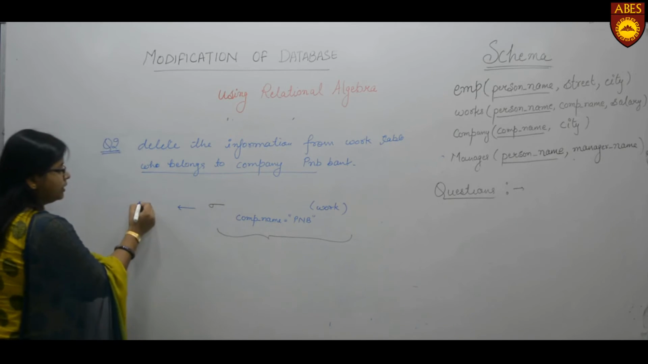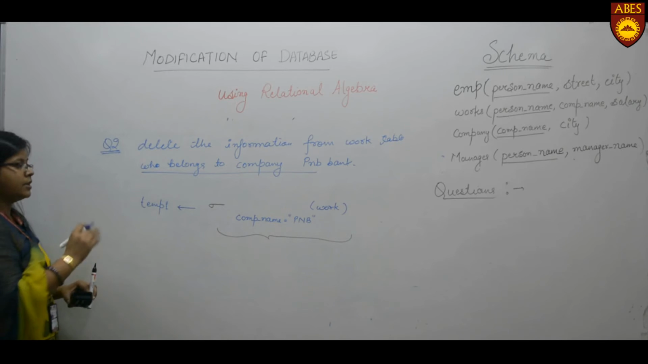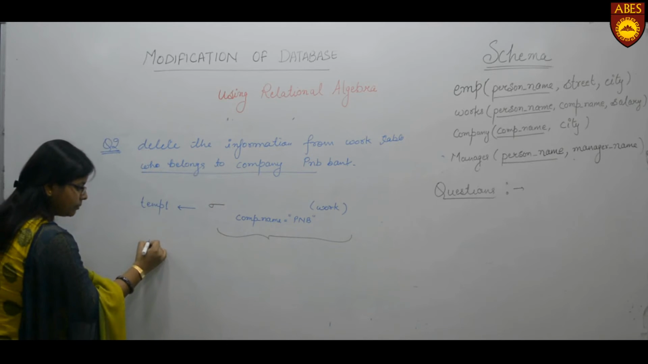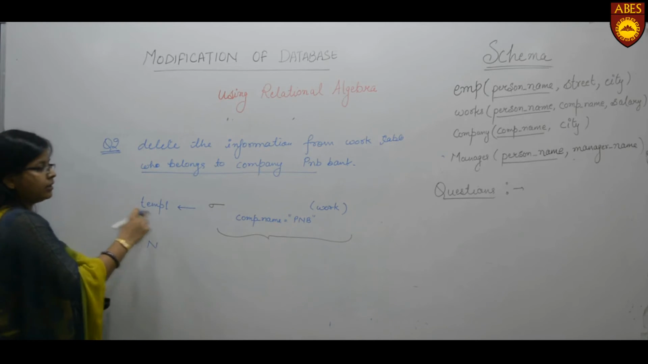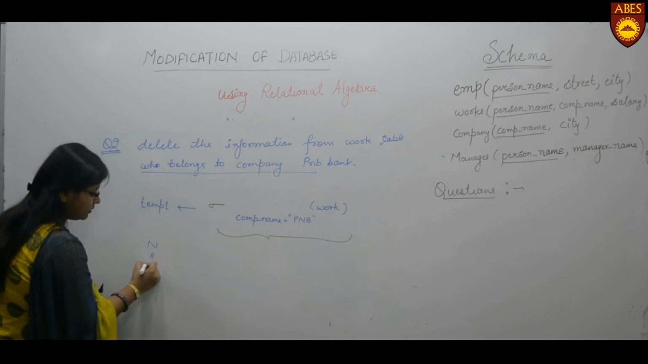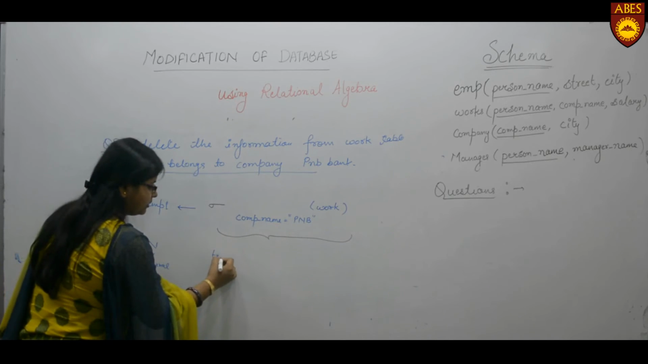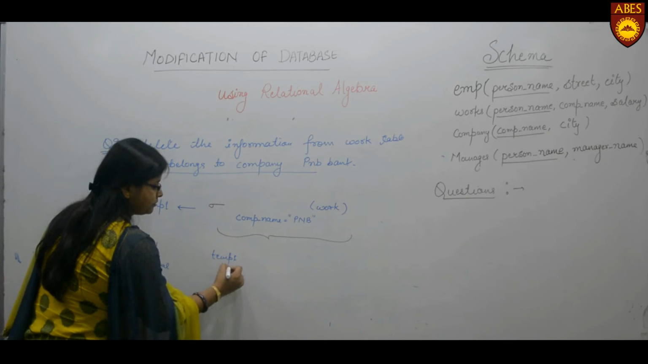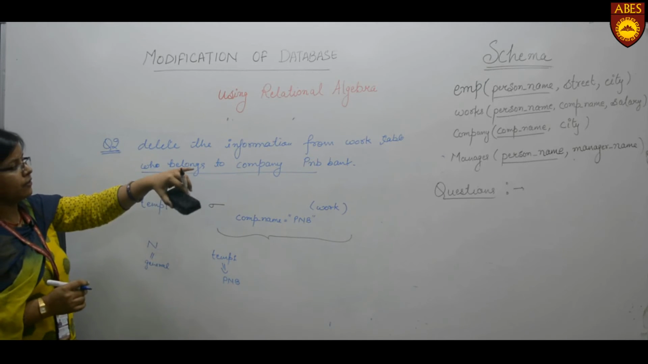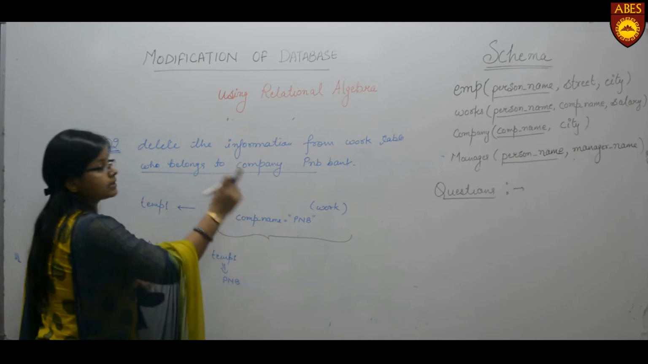So a set of tuples will be stored in the temporary relation temp1. I have the work relation consisting of n number of tuples, and a temp relation containing the tuples having the company name equal to P and B. So work is a general relation with a combination of all company names, and temp1 consists of the tuples having P and B as the company name. My question is: delete the information from the work table which belongs to company P and B. That means I need to delete this information from the existing work relation.